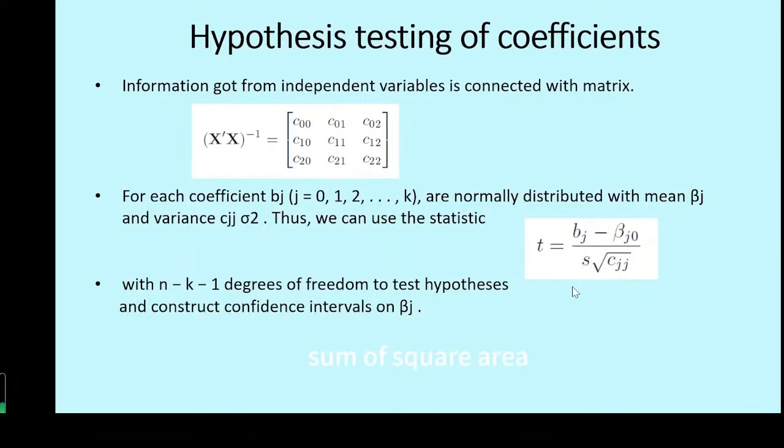S is the sum of square error, called SSE, divided by n minus k minus 1, then take a square root. So S is actually a point estimate, or unbiased estimate, of the square root of this variance. Because we never know the real value of sigma square, we use S here. So this statistic follows a T distribution with n minus k minus 1 degrees of freedom. So we can use this statistic to test the hypothesis of the beta value.